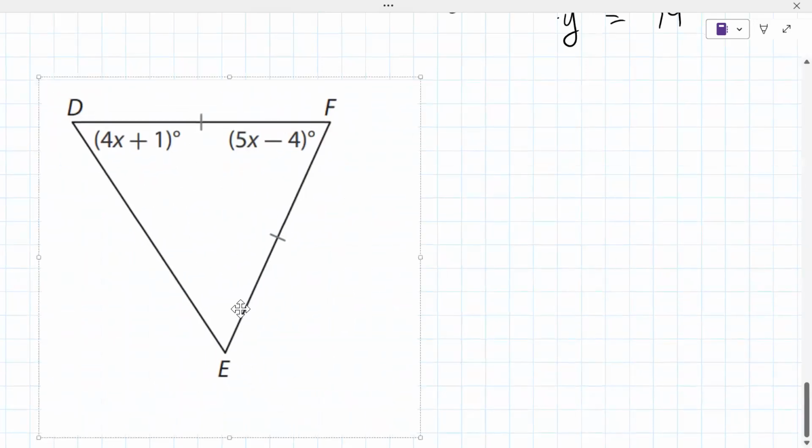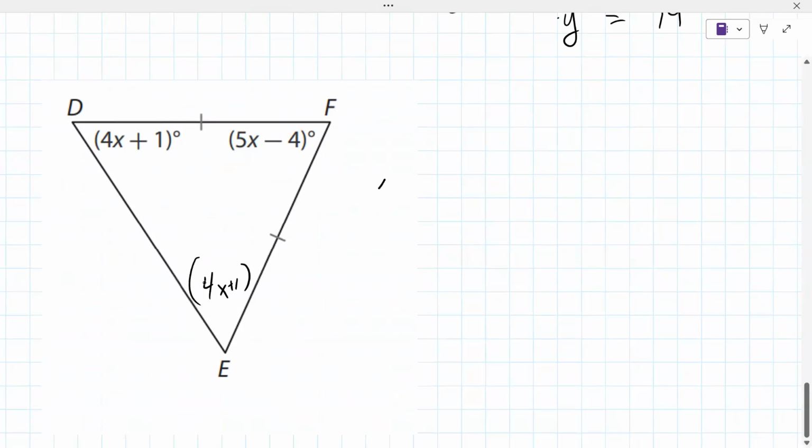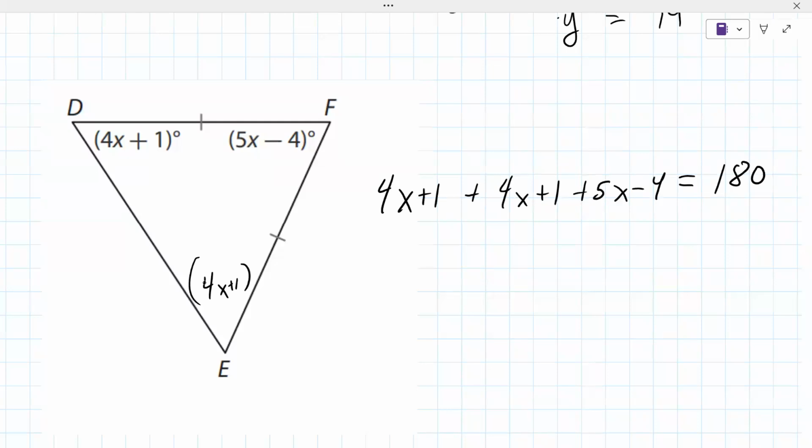Okay, this missing angle down here. Is it 4x plus 1 or is it 5x minus 4? It's 4x plus 1. Good. All right. So the three angles, 4x plus 1 plus 4x plus 1 plus 5x minus 4 equal 180.